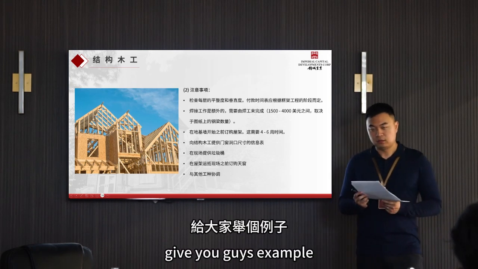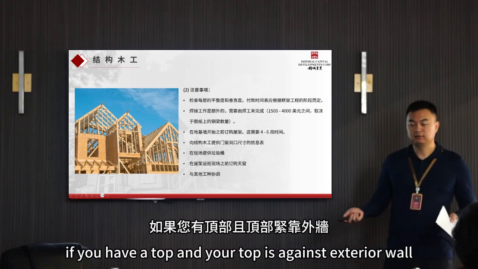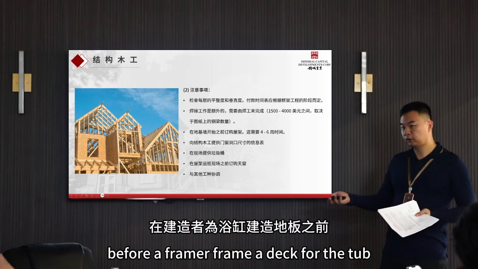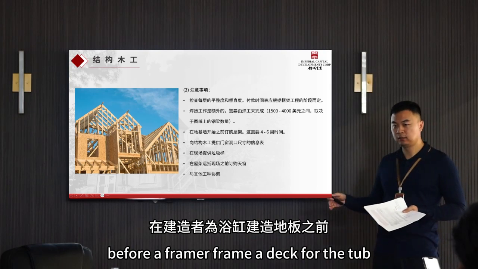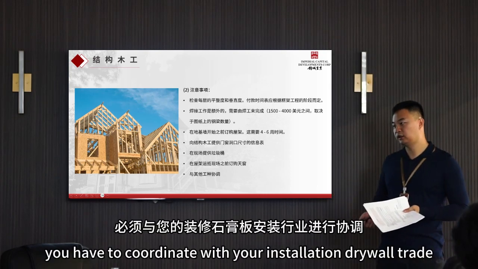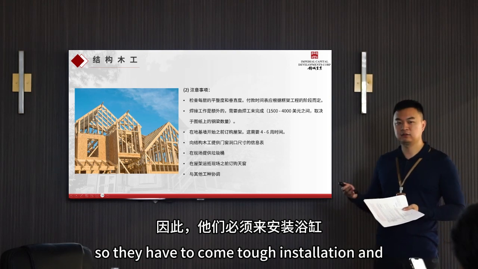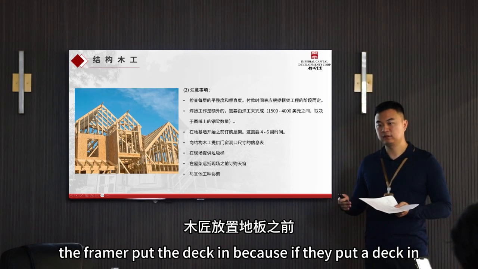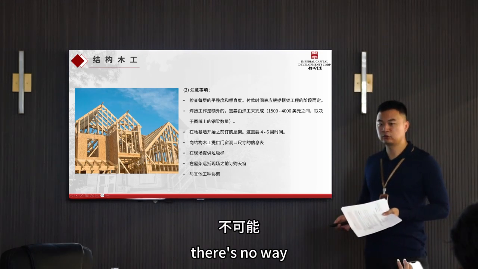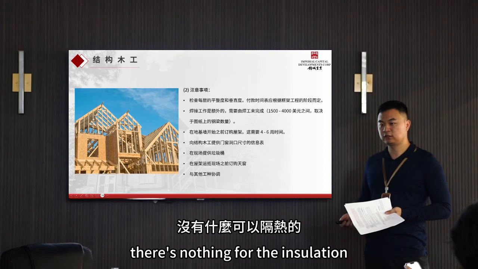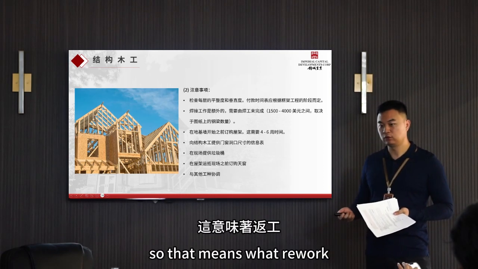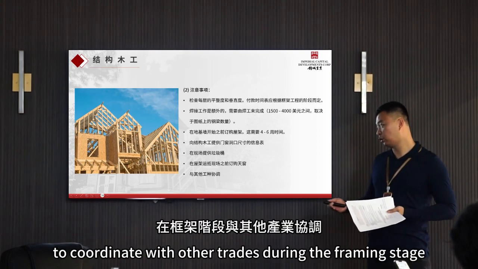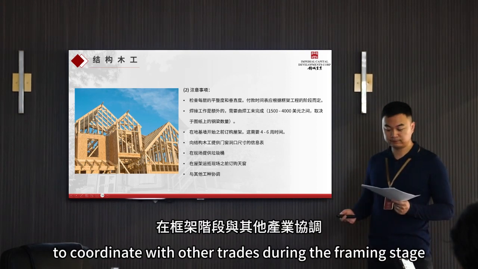Give you guys an example. If you have a tub and your tub is against the exterior wall, before a framer frames a deck for the tub, you have to coordinate with your insulation and drywall trades. So they have to come, tuck the insulation in, and put the poly in before the framer puts the deck in. Because if they put a deck in, there's no way there's enough room for the insulation drywall guy to put the insulation in. So that means what? Rework. Rework costs money. So it's very important to coordinate with other trades during the framing stage.